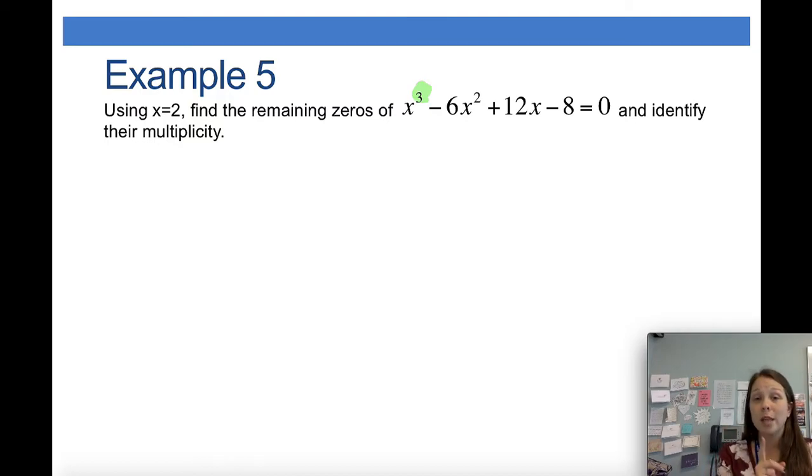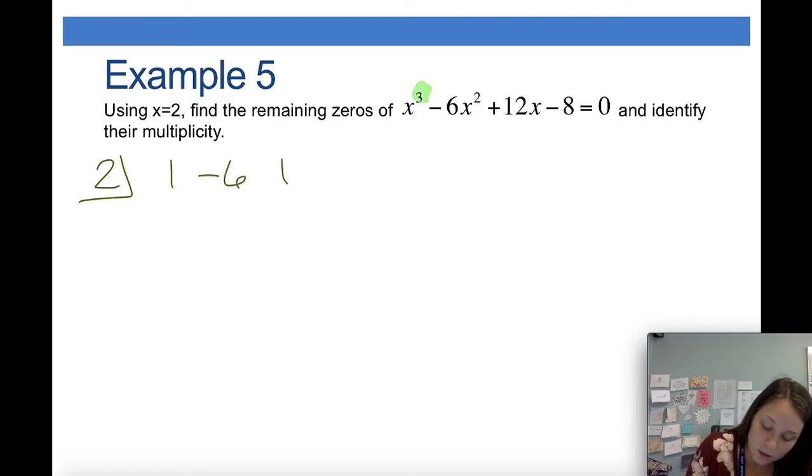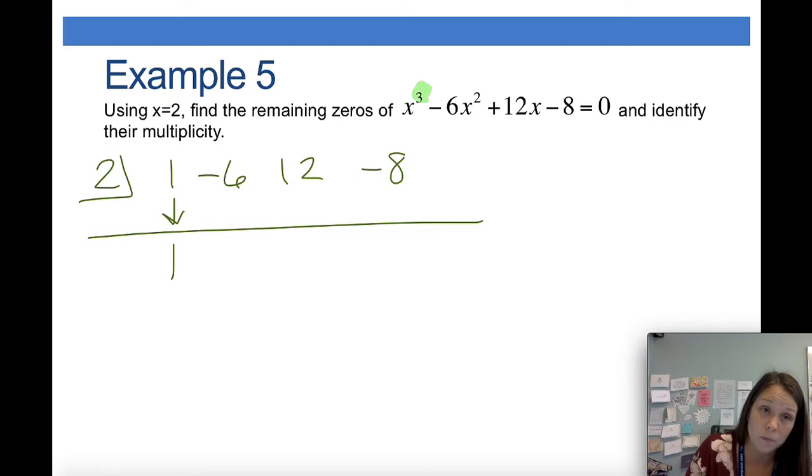How I'm going to use that number is I'm actually going to divide. So 2 is going to go in my box. I'm going to write out my coefficients of the polynomial. So 1, -6, 12, and -8. I'm going to carry down the 1 and go through the synthetic division process. 1 times 2 is 2. -6 plus 2 is -4.